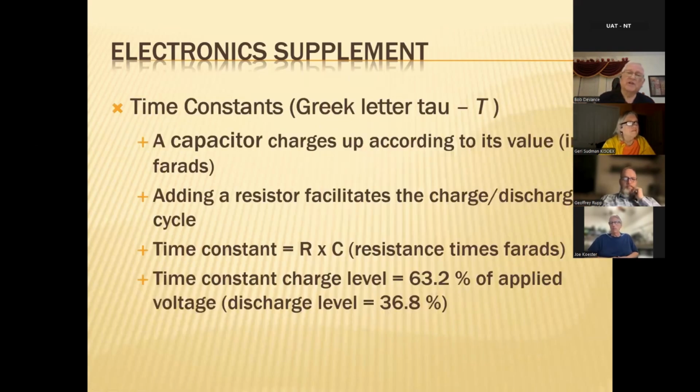A couple other things that we'll see along the way are time constants. Time constants, that's the time it takes a capacitor to charge up to 63.2% of the applied voltage. Once the charge on the capacitor reaches 63.2%, the capacitor is considered to be charged. It can go higher than that, but that's considered charged. Likewise, if we put a resistor across that capacitor to discharge it, when it falls to 36.8% of that voltage that was applied, it is considered discharged.